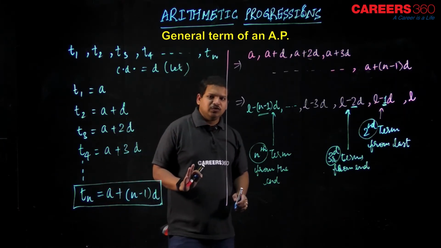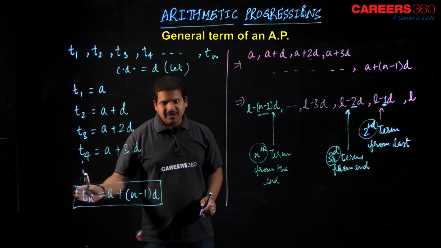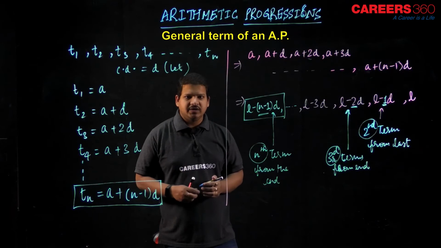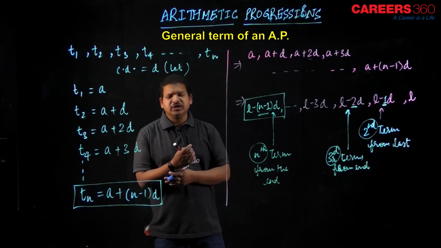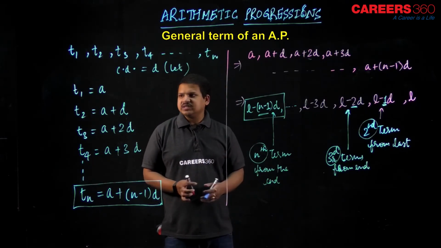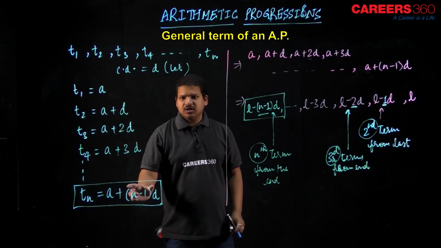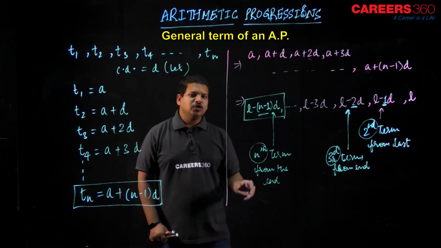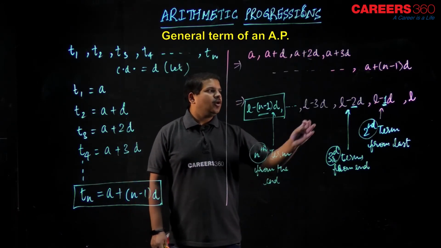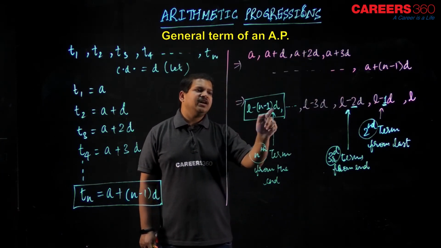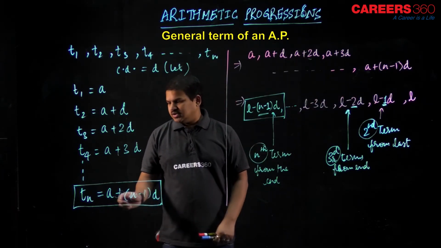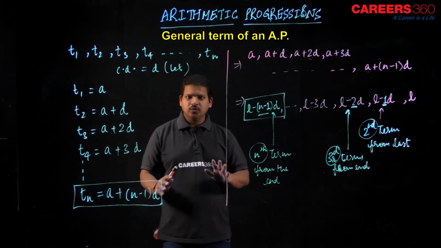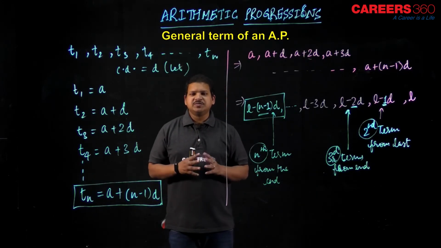So I have two formulas. First is the nth term from the beginning and the nth term from the last, right? These two formulas, you need not cram these things. I hope it is already remembered to you, right? A plus n minus 1 into D, and if you want to get the nth term from the end, all you need to do is just identify the pattern, L minus n minus 1 into D. So it is A plus n minus 1 into D, and it is L minus n minus 1 into D. I hope it is clear to you, right? Let's practice some questions.